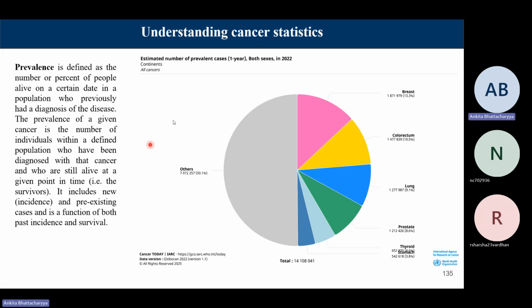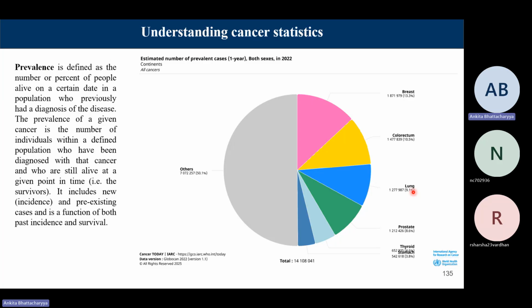For example, if we have the prevalence of a particular cancer today on the 28th of March 2025, then of course that will include any individual alive who has this particular cancer. Say, for example, let's talk about lung cancer. The number of people on earth who have been diagnosed with cancer on this date will give you the prevalence of the disease. And that includes both cases of past incidence and survival and cases which have been reported freshly in the last couple of months.